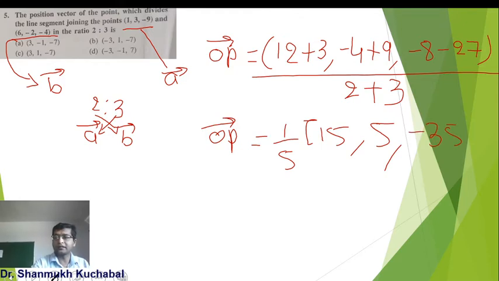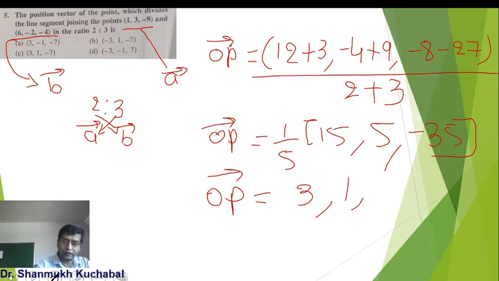This is the simplification of the numerator. Now each term we have to divide by 5. So we get vector OP as 3 comma 1 comma minus 7. Therefore clearly option C is the right answer. Like this way to calculate. Yes. So let us move to our next example.